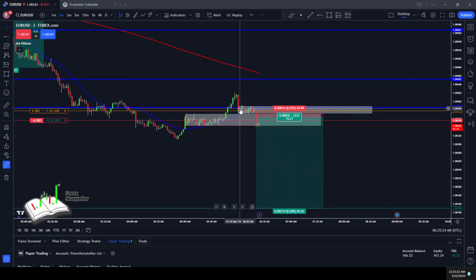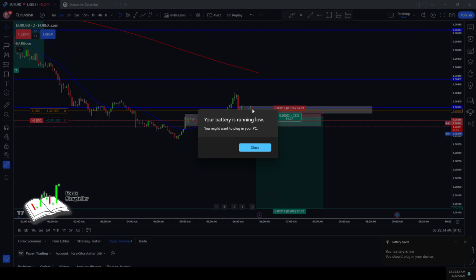Once you see that little collection of price, draw the box on a break, take the entry immediately, cover the high of the breaking candle or the opposite side of the box.